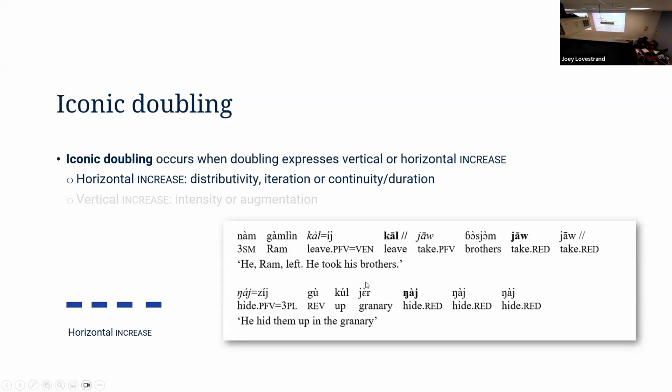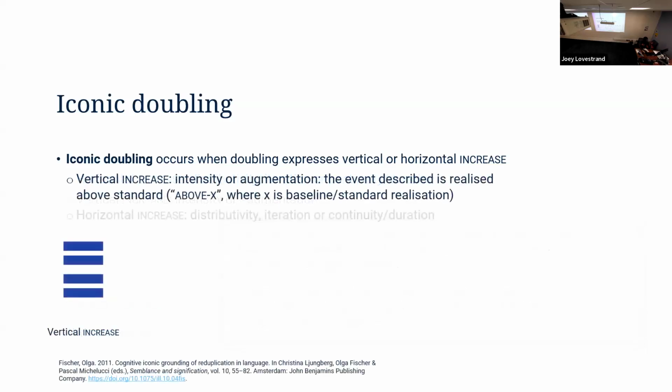Ram left. He took his brothers. There are plenty of brothers. So you have a repetition of the verb take, and then he hid his brothers in the granary. Then you have the verb to hide, which is also iterated iconically to express the repetitive action of hiding. It is not always easy to distinguish between iterative repetition and distributivity, but in certain cases it is clear that it is repetition and not distributive. So this is the kind of meanings that you have.